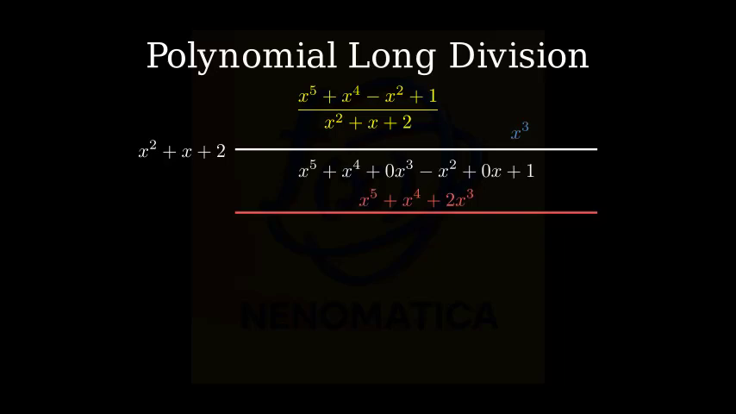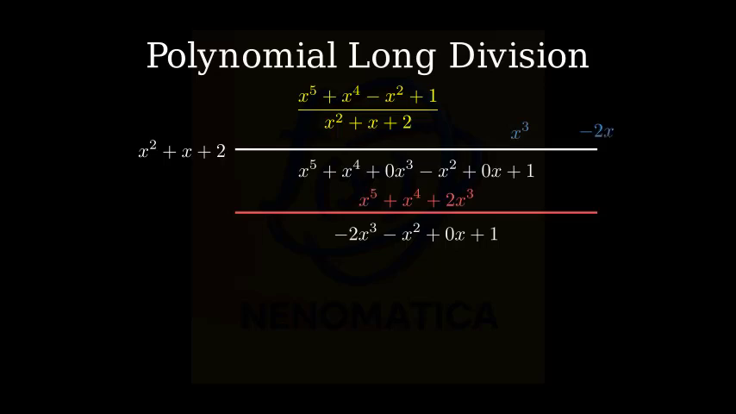Then we subtract this from our dividend, which means we change the signs and add. After subtraction, we get negative 2x cubed minus x squared plus 0x plus 1. This becomes our new dividend for the next step of the division process.